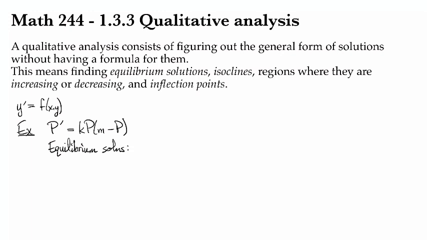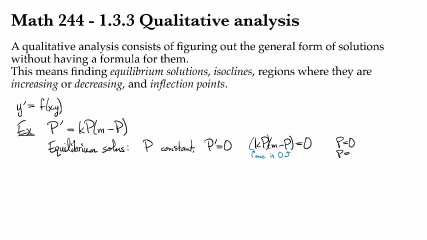Equilibrium solutions are going to be where P is constant, so where P prime is equal to 0. That means we're just looking at where kP(m - P) is equal to 0, because that's our formula for P prime. We've got a product of two functions here, and one of these has to be equal to 0. So that tells us that P equals 0 is an equilibrium solution, and so is P equals m.